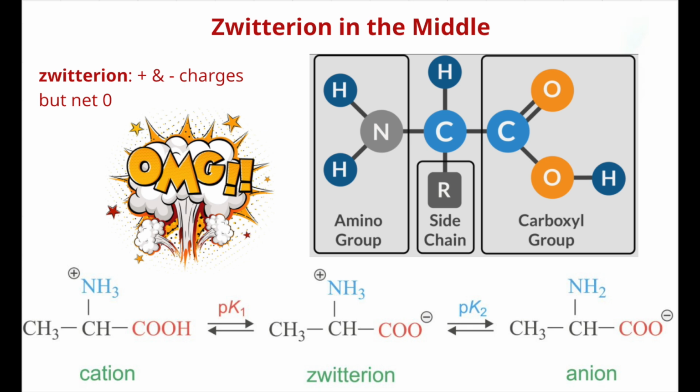Now, at intermediate pH, around pI, amine is protonated, NH3+, and carboxyl is deprotonated, COO negative. Net charge equals 0. That's our zwitterion. Remember, zwitterions have both positive and negative charges, but a net charge of 0.